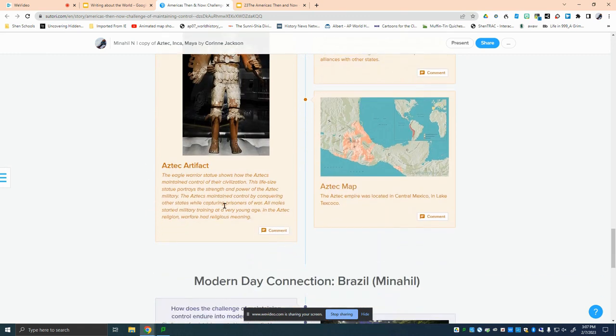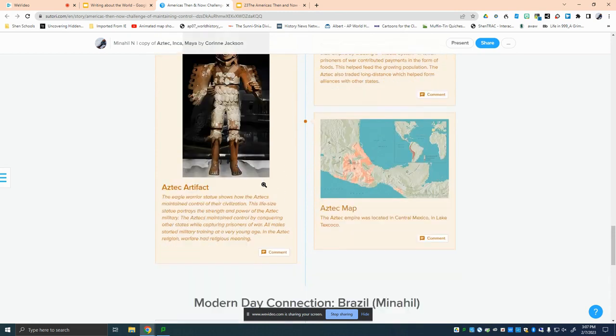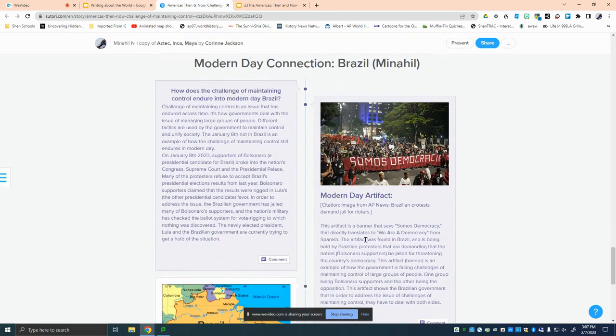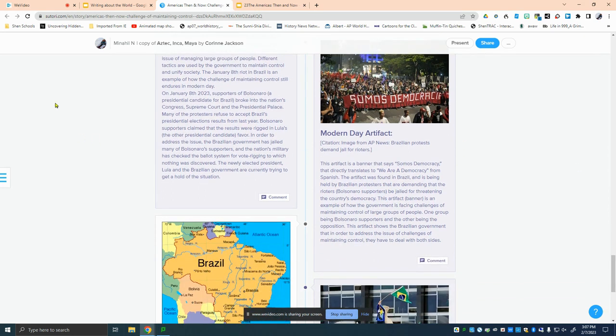Their explanation as to how it connected to the enduring issue, how it connects back to the civilization, and then how it connects to the modern world today, and how modern American countries are dealing with the issue of the challenge of maintaining control. This allowed the students to showcase working with artifacts as well as the importance of the enduring issue. It allowed them some skill work in both of those areas.